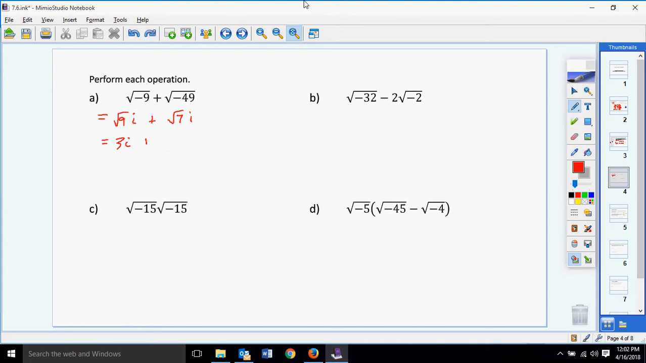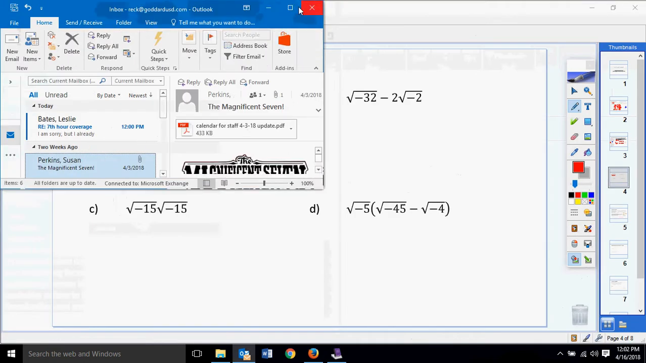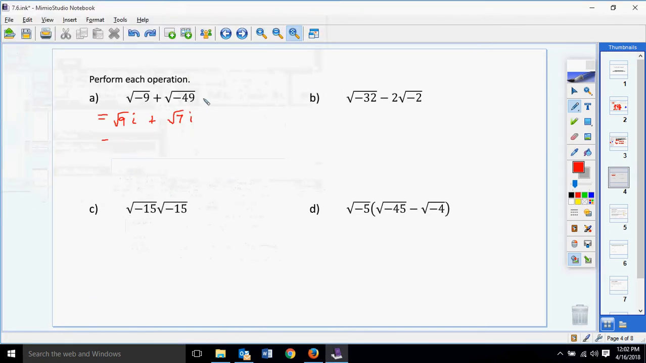I'm sorry, back up. Oh boy. I get the square root of 9 times I plus the square root of 49 times I. Okay, the positive version times I, because that was the square root of 49 times the square root of -1. The square root of -1 changes to I. So this would simplify to 3i, and this would simplify to 7i, since those are perfect squares.